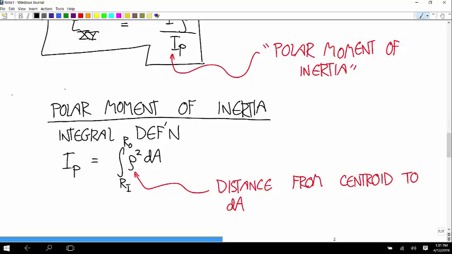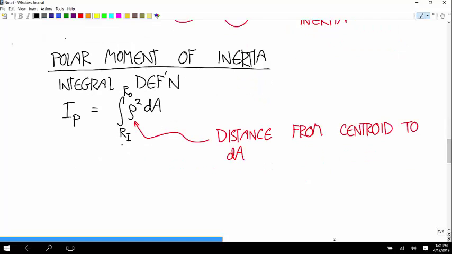We only need this for a circular cross section. You can use this. It doesn't take very long, but I'm not going to do it, I don't think. But this formula gives you that I sub p is equal to pi times the radius to the fourth over 2 for a solid circular cross section.